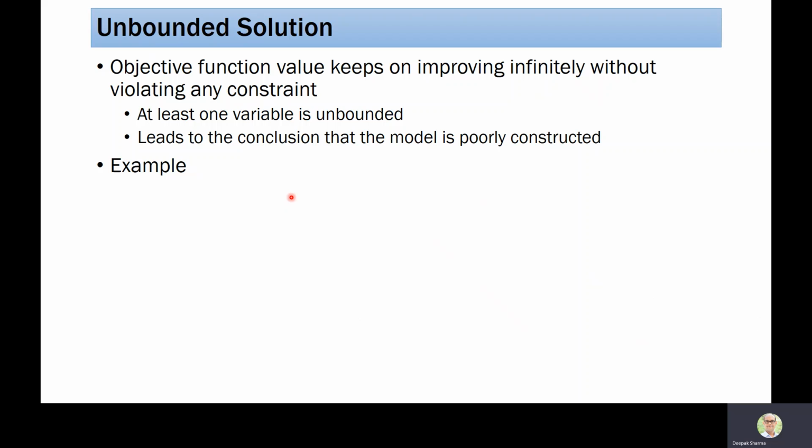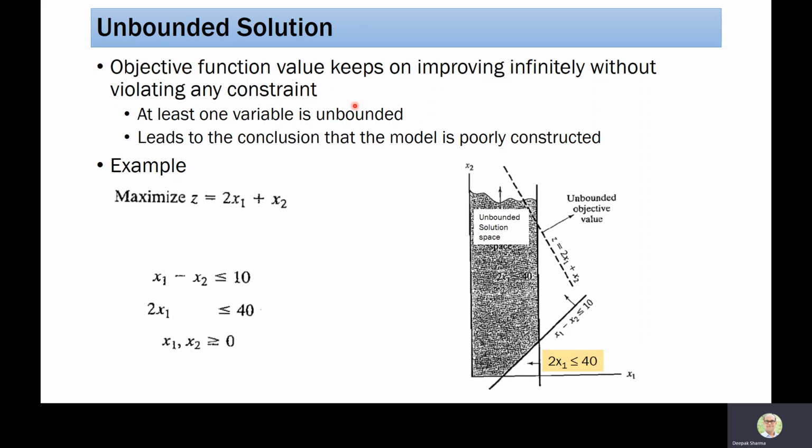Now coming to the third case, which is the unbounded solution. Unbounded solution means the objective function value keeps on improving infinitely without violating any constraint. In this case, at least one of our variables is unbounded, which leads to this conclusion. As and when an unbounded solution comes up, it can tell us our model is poorly constructed. So let us understand this unbounded solution. We have this example: we want to maximize our function, and we have two constraints and the variable bounds.